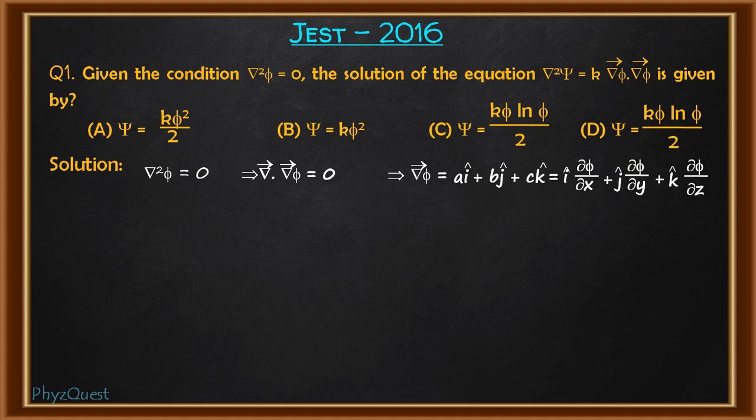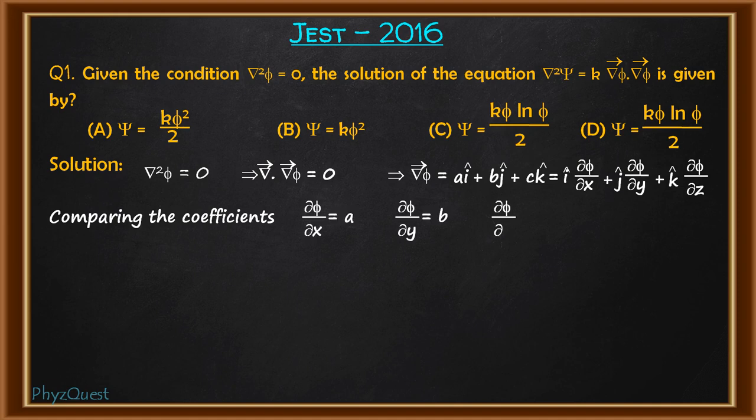So how to do that? For that, you can compare the coefficients. Here this is the general formula and this is the actual value we have. When you compare the coefficients of i cap, j cap and k cap, we get del phi by del x equal to a, del phi by del y equal to b, and del phi by del z equal to c. So from this we can get the x, y and z components of phi.